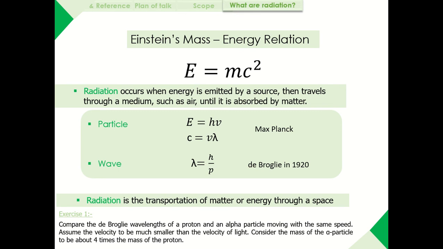So we move to the different types of radiation. We understood that radiation is the transportation of matter or energy through space. So it can have two possibilities, right? It can have a particle nature and a wave nature. So radiation can be in the form of a particle or a wave. That's the first kind of classification we can make of radiation.